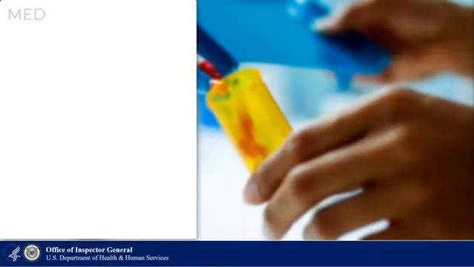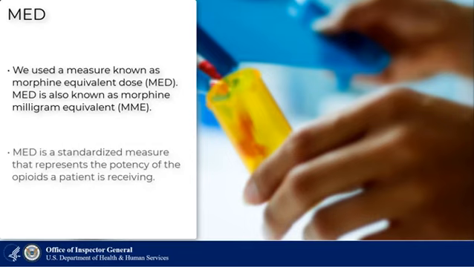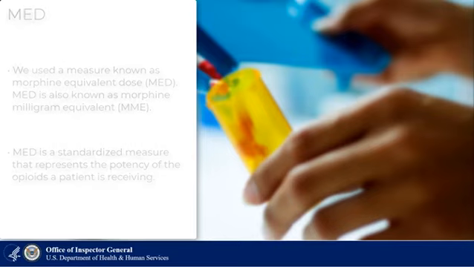To identify the patients flagged in this data brief, we analyzed the Medicare Part D claims data from 2019 and calculated each patient's opioid level. We used a measure known as morphine equivalent dose, or MED. This measure is also known as MME, or morphine milligram equivalent. MED is a standardized measure that represents the potency of the opioids a patient is receiving.